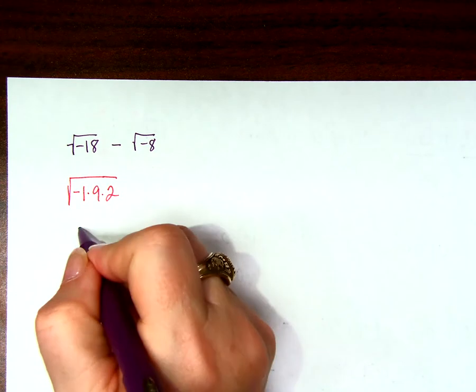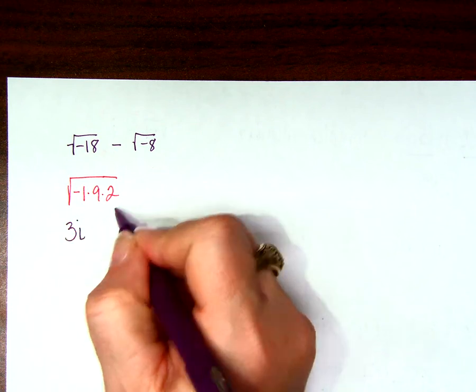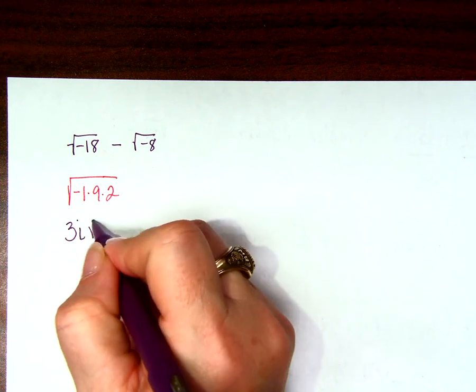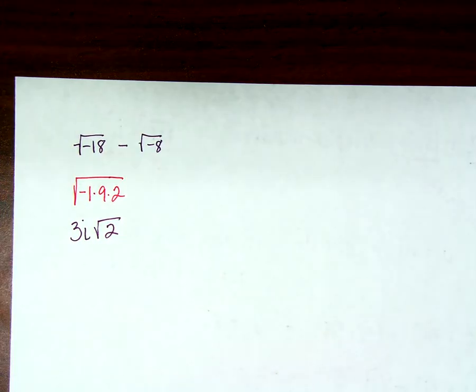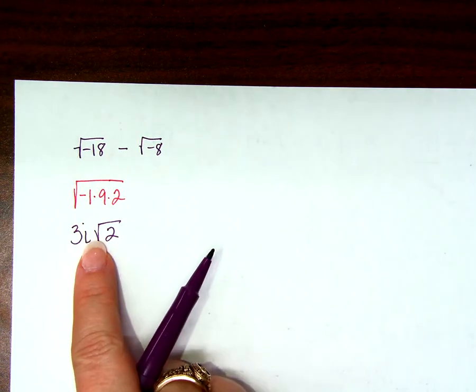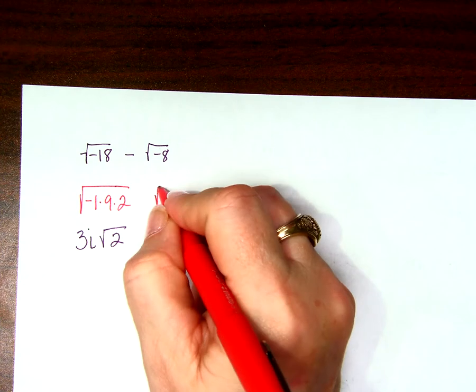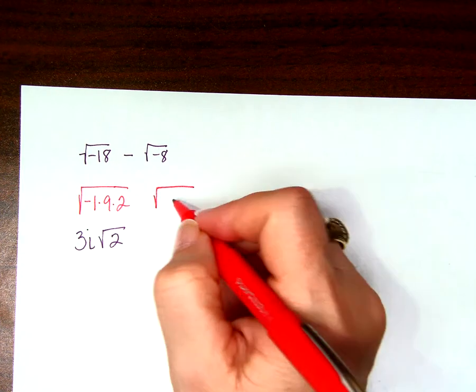I. What's the square root of 9? 3. What's the square root of 2? I don't know either. Okay? So I've just simplified that first part of the problem. Then I have the square root of negative 8. Well, what am I going to break it down into?